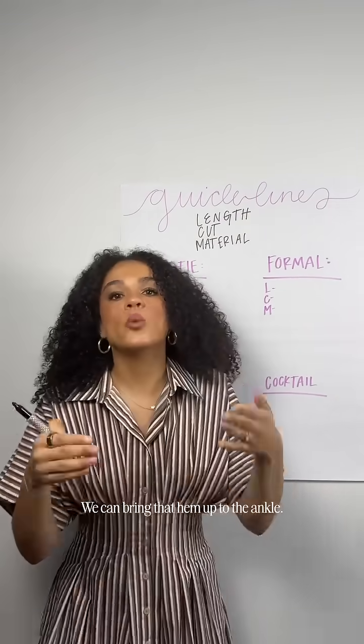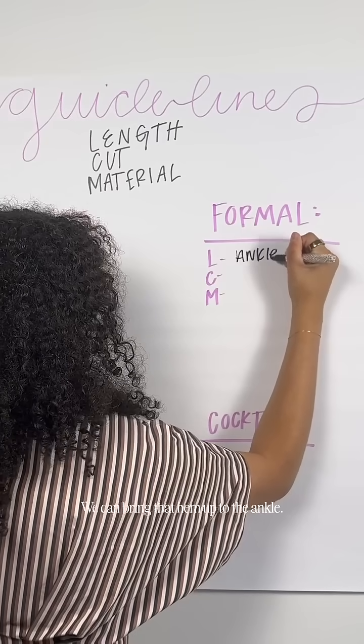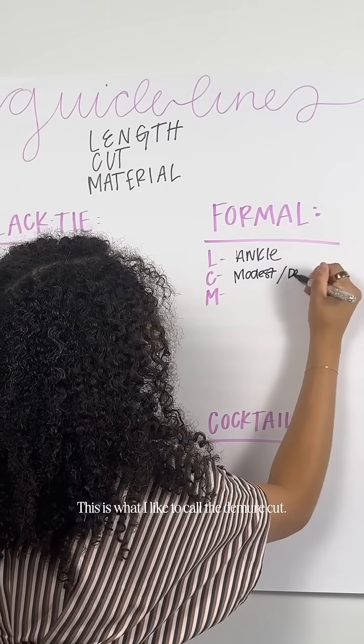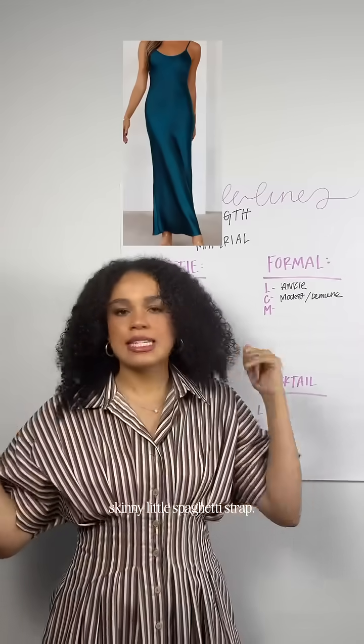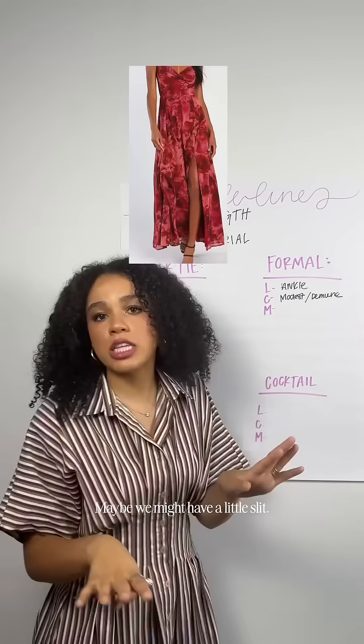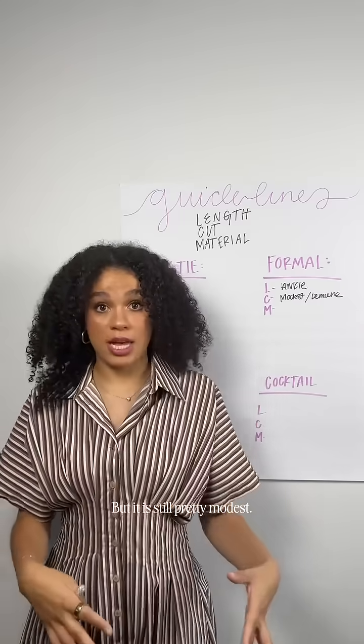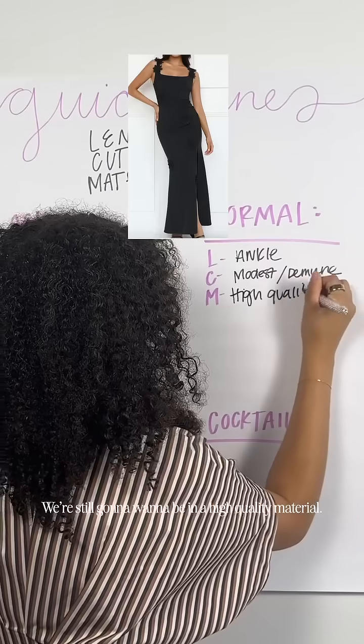For females, the length, we can bring that hem up to the ankle. Now, when it comes down to the cut, this is what I like to call the demure cut. Still modest, but we can be a little bit more demure. Maybe we might have like some skinny little spaghetti strap. Maybe we might have a little slit, but it is still pretty modest. We're still gonna wanna be in that high quality material.